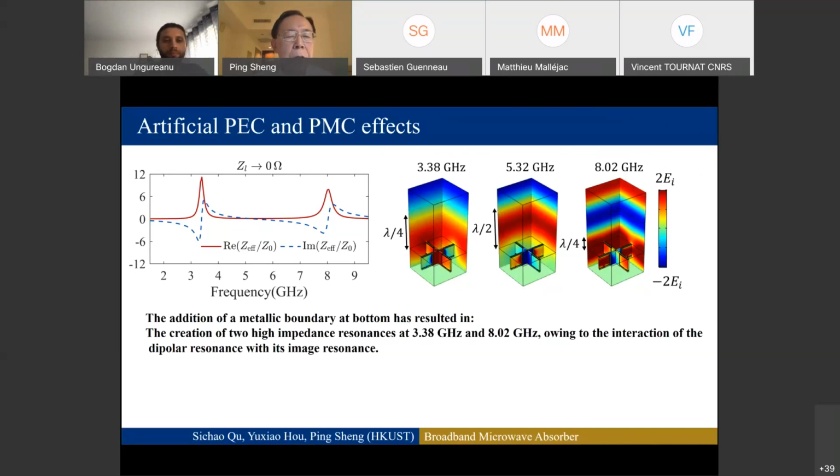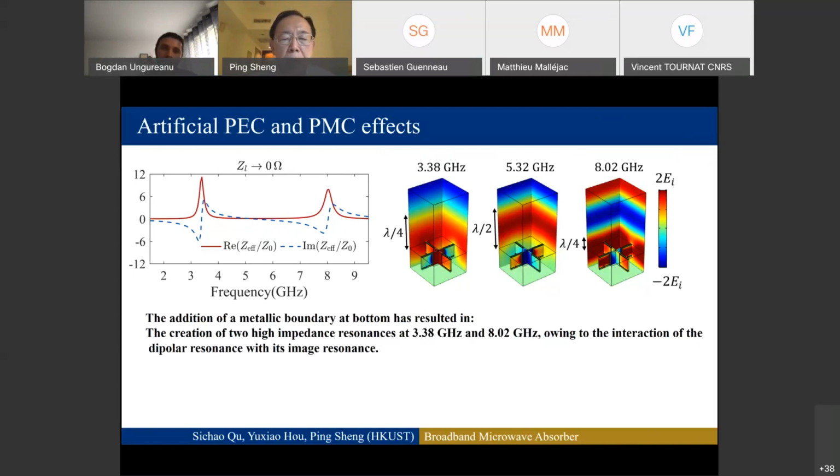And you can see that in the middle, around 5.3 gigahertz, the real part of the impedance essentially goes to 0. So that is a PEC essentially, okay? So at 3.38, 5.3, and 8.0 gigahertz, we all have almost total reflection, okay? But at 3.38 and 8 gigahertz, the total reflection is really caused by the PMC boundary condition at the top plane of our sample.